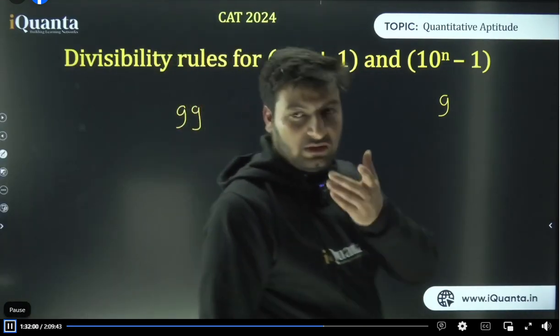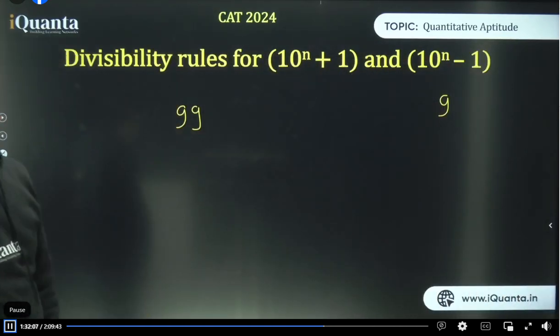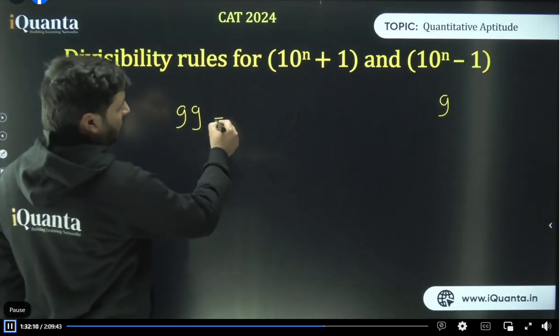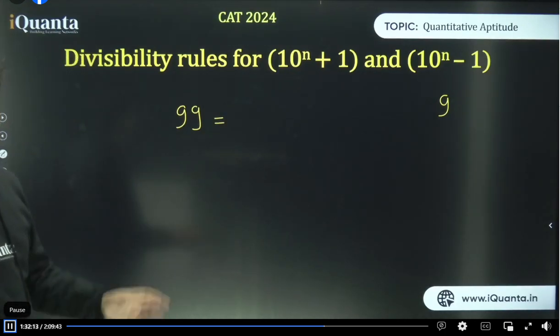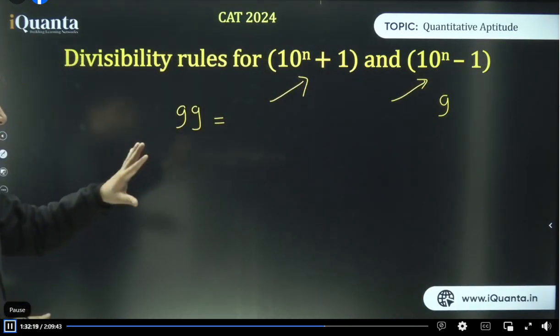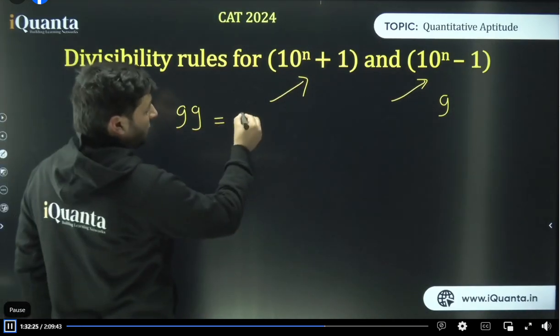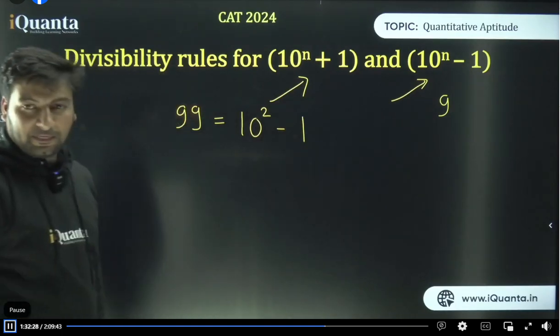Whenever you are given a number, you will always try to write it in the form of 10 to the power n plus 1 or minus 1. This is going to help you in divisibility, okay? Now when it is 99, what will you do? You can write it as 10 square minus 1, right?